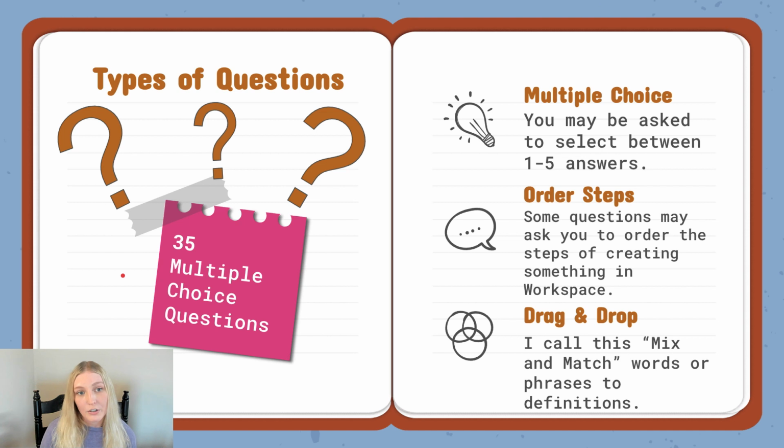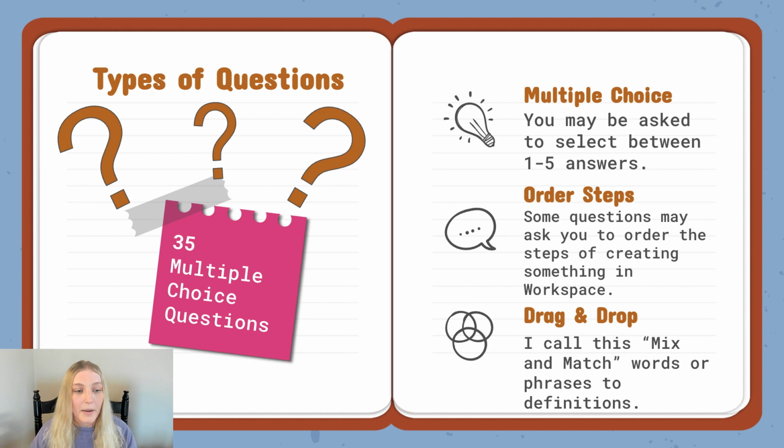So what types of questions can you expect to see on the exam? There are 3 different types of questions. The first is multiple choice questions. You may be asked to select anywhere between 1 and 5 answers on these questions, and you can have up to 6 or 7 different answers to choose from. There's also ordering steps, so some questions may ask you to order the steps of creating something in Workspace. I think this was kind of to replace the scenario-based questions. You now have order step questions in the new exam, which is new.